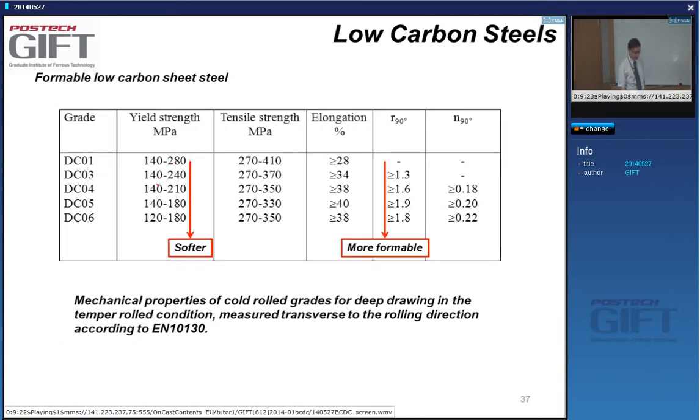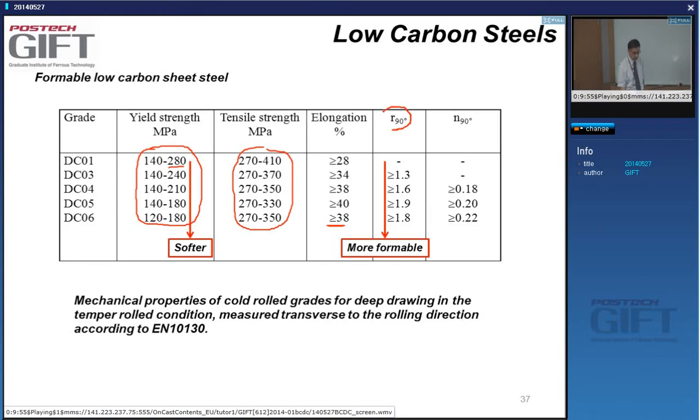So if we look at the properties, you see that these steels are softer than their hot-rolled counterpart. Yield strengths 140, 120 to a maximum here of 280. Tensile strengths 270 to 350 typically, and the elongations must be in excess of 38 to 40. So those are very large elongations.